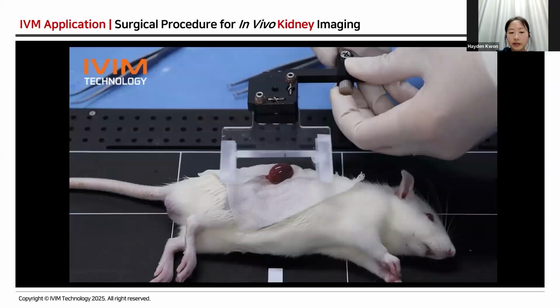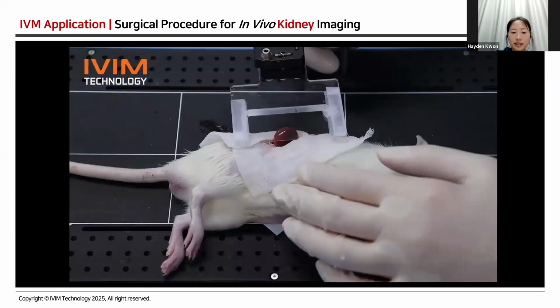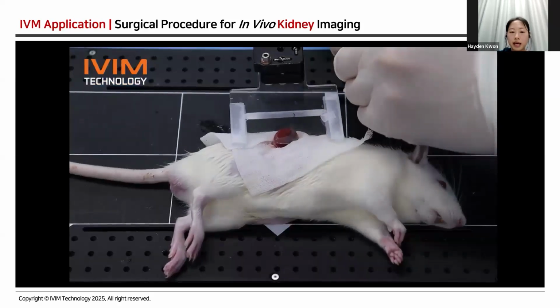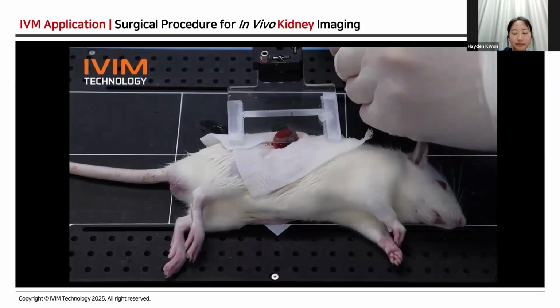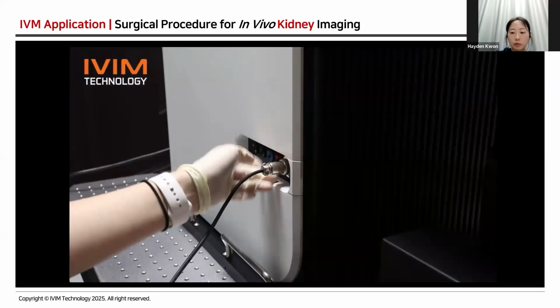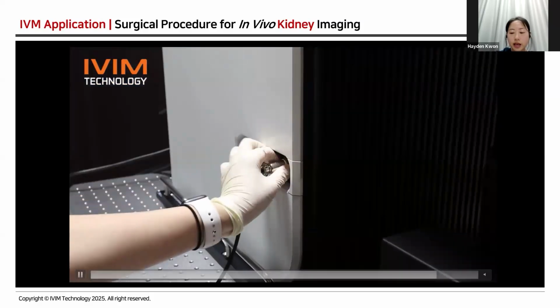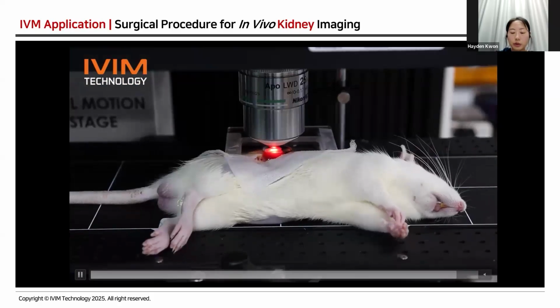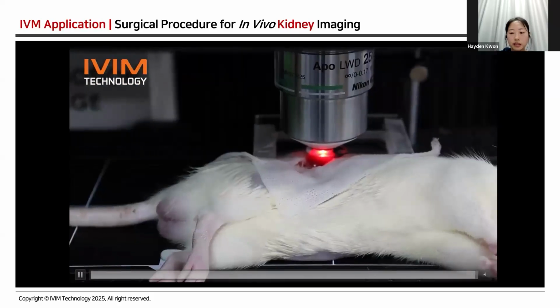And after that, we mount this rat model in the free space system and then connect the cable for the stage's heating function and then gently move the tissue closer to the objective lens. So using the jog dial, we navigate until the kidney is positioned at an optimal location for imaging.